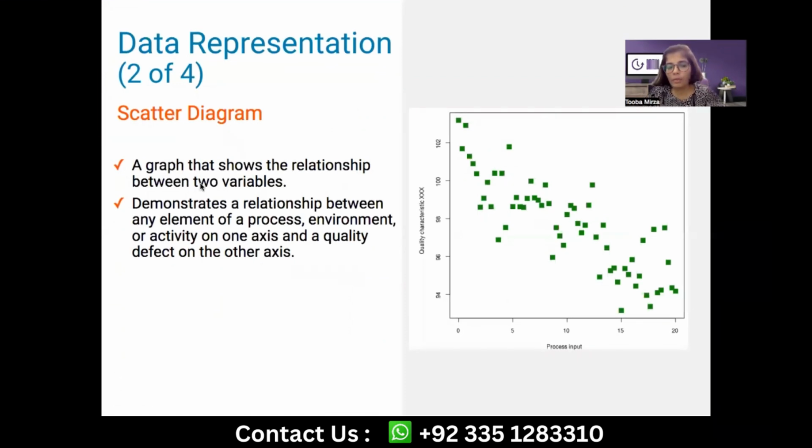A scatter diagram is a representation of quality data between two variables. Very important. Its keyword is between two variables. That's the keyword.